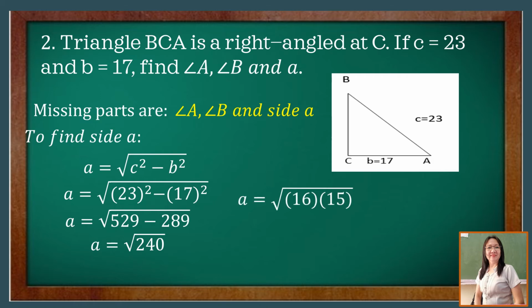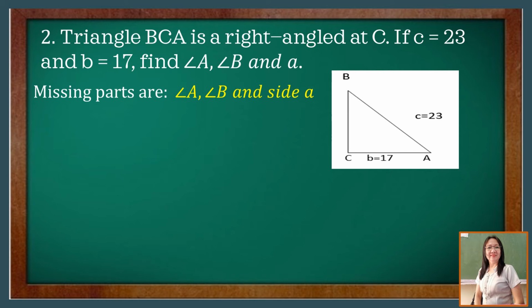If we factor this, it is the same as the square root of 16 times 15. And we all know that 16 is a perfect square. Therefore, we have 4 square root of 15. But to make your life easier, you can use the calculator to find the value of the square root of 240. So approximately, the value of A is 15.49. Now, let us proceed to another requirement in the problem, which is to find our angle A.